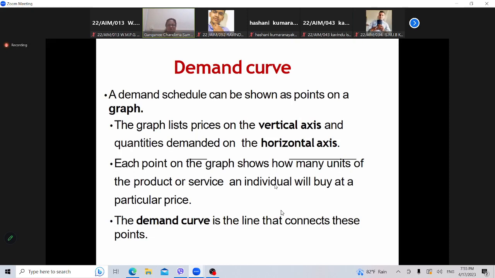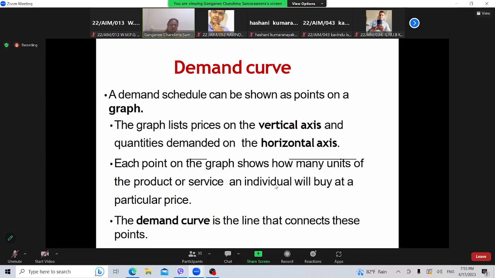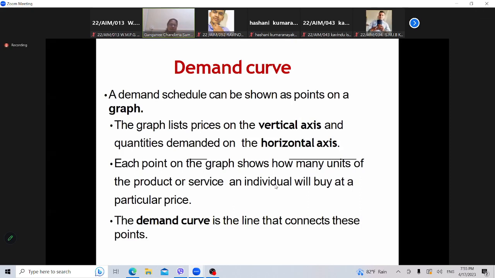So some students send chat messages, some are wrong, some are correct. So vertical axis means Y axis, horizontal axis means X axis. So each point on the graph, I will show the graph, shows how many units of the product or service an individual will buy at a particular price. So the demand curve is the line that connects these points.